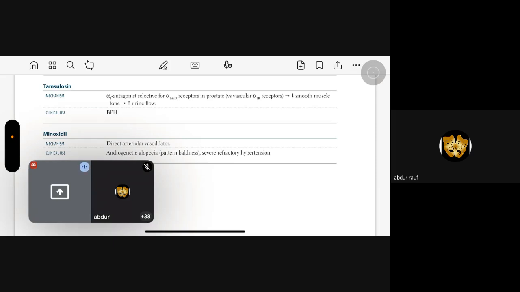So tamsulosin is a very good drug because it acts only on the receptors in the prostate. It does not act on the receptors in the vessels. So it is a selective drug. After that it decreases the smooth muscle tone and the urine flow will increase.